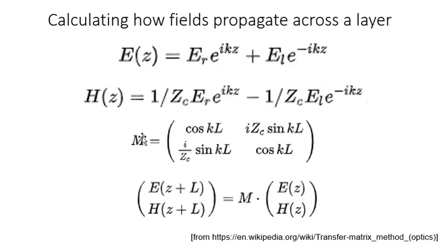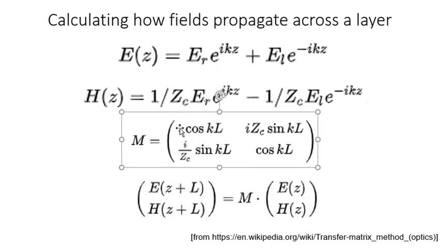But what you can show is that this matrix M allows you to do this. It allows you to calculate, based on the electric field and magnetic field at some point Z, their values at some point Z plus L, assuming they're moving through a uniform medium. And you can do this by, if you represent this cosine and these sines as a sum of exponentials, then you can show that if I take the product of M with these two values, I do in fact get this, where this Z here is going to switch to a Z plus L.